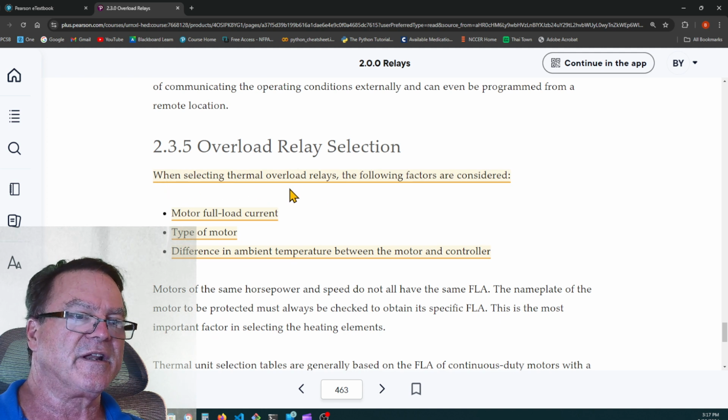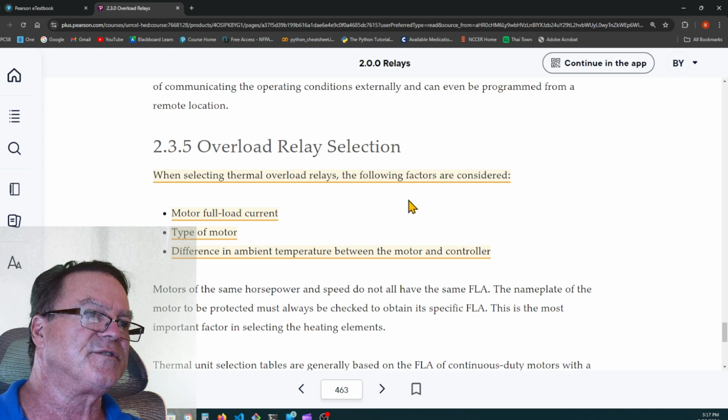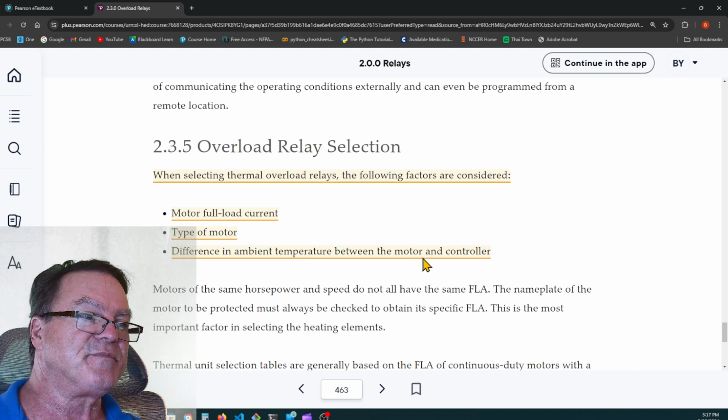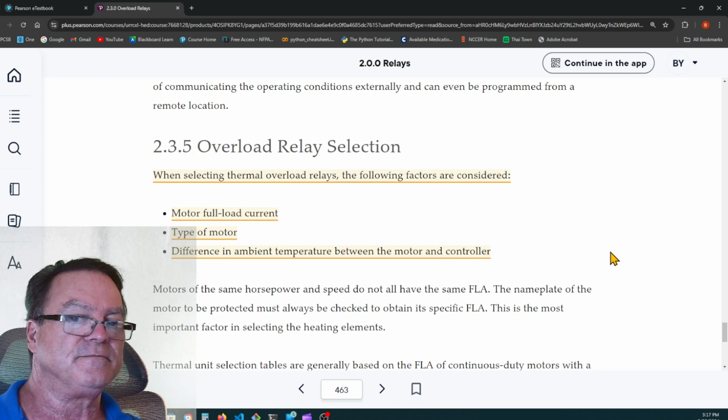Overload relay selection. Here's a highlight. When selecting thermal overload relays, the following factors are considered: motor full load current, the type of motor, and the difference in ambient temperatures between the motor and the controller.